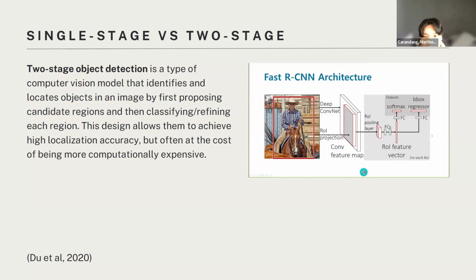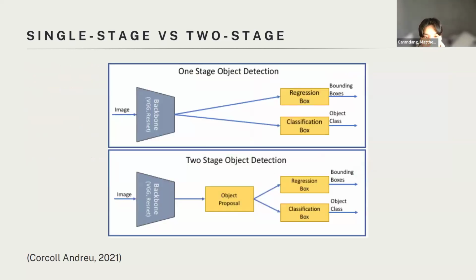This would be clearer in the next slide, which we have here. The one above is one stage object detection. First we have the backbone, which generates your features for the image, your different feature maps and such. From there, it goes immediately to the regression box, which will produce the location or the bounding boxes of that image, and the classification box, which will identify its class.